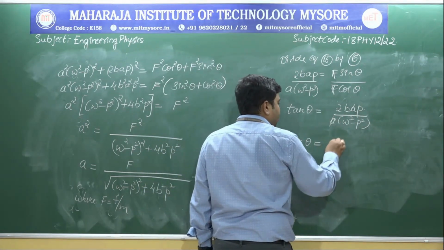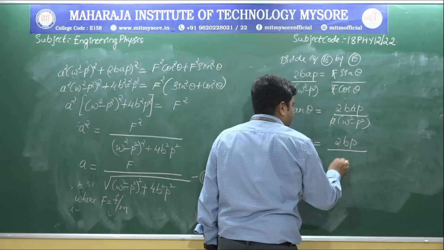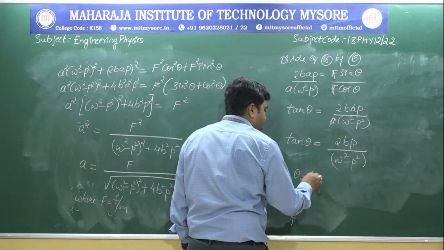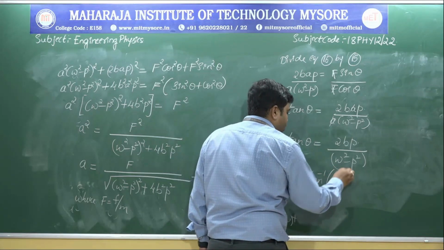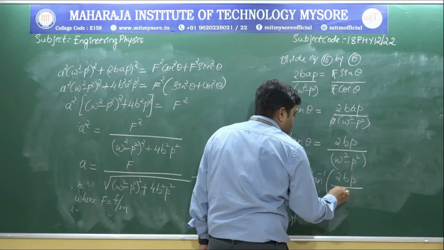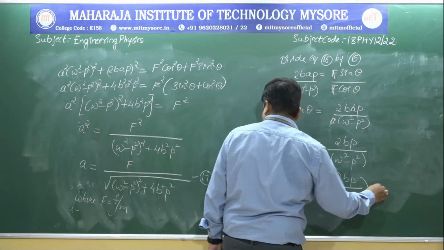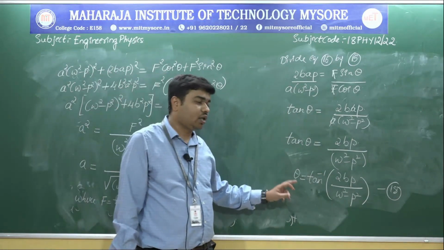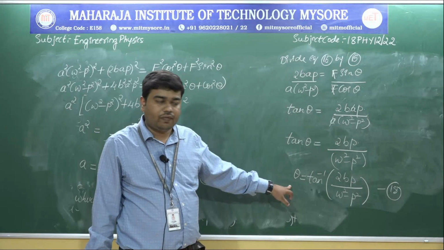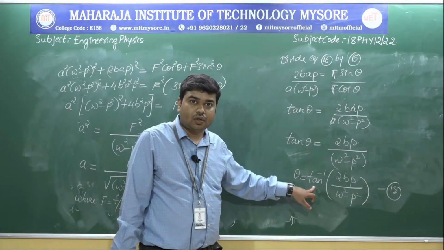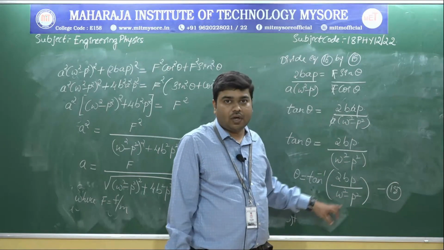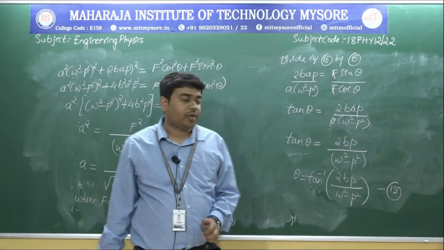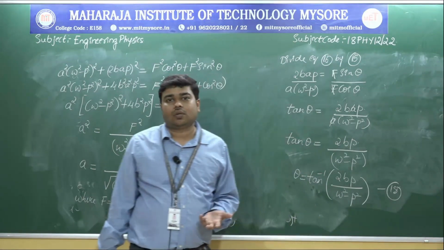Tan theta is equal to 2bp divided by (omega square minus p square), or theta is equal to tan inverse of 2bp divided by (omega square minus p square). We call this equation 18. So equation 18 is the phase for the forced oscillation given by theta is equal to tan inverse of 2bp divided by (omega square minus p square), where b is the damping coefficient, p is the frequency of the applied force, and omega is the frequency with which the body is oscillating.